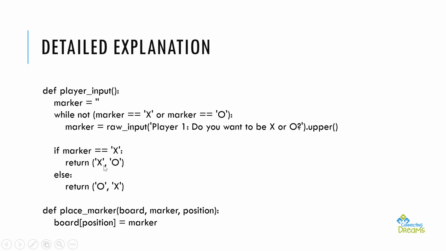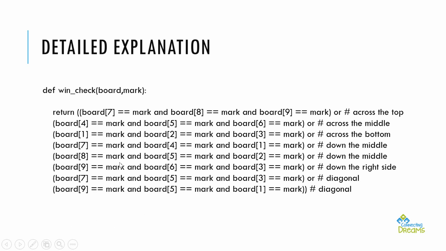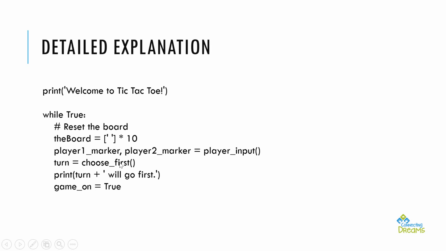So let's assume a case that the user has given an entry as X. In that case, the return values would be X and O. This X and O would be stored in these variables. So it says that the player 1 marker variable will have X and the player 2 marker will have the value O. So at this particular place, we have decided the symbol with which player 1 is going to play, and with what marker player 2 is going to play.